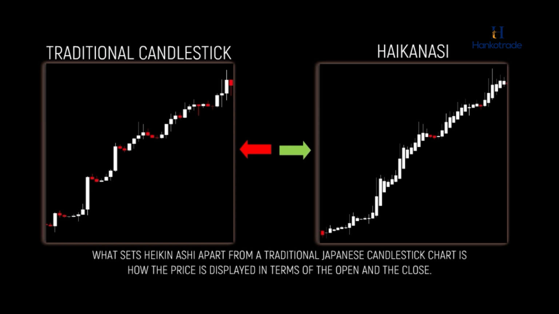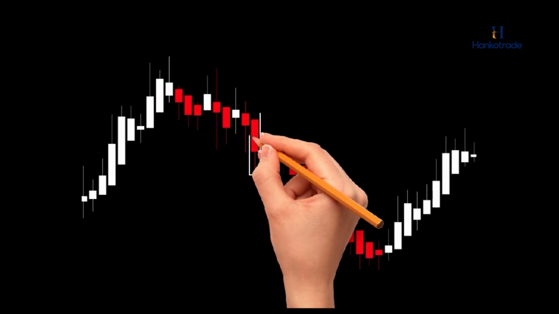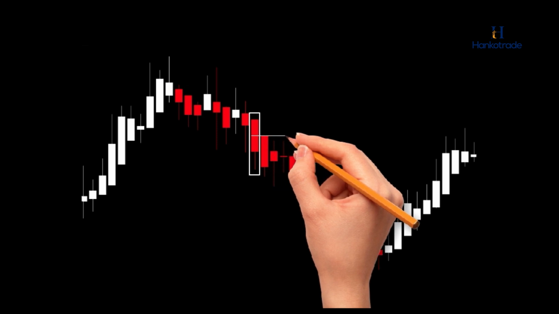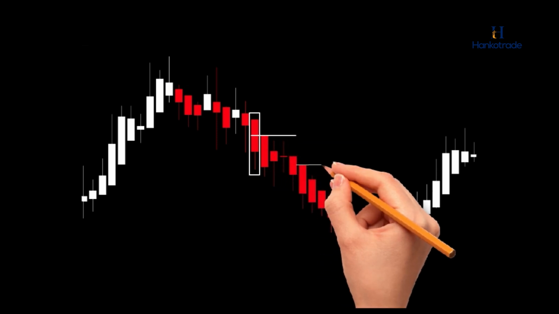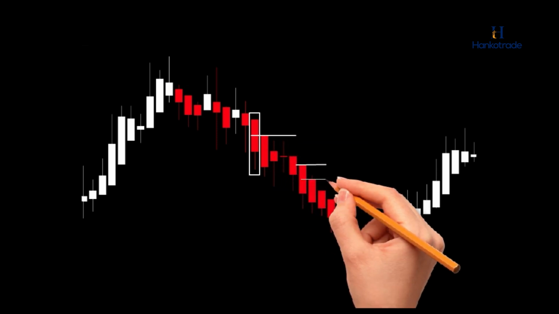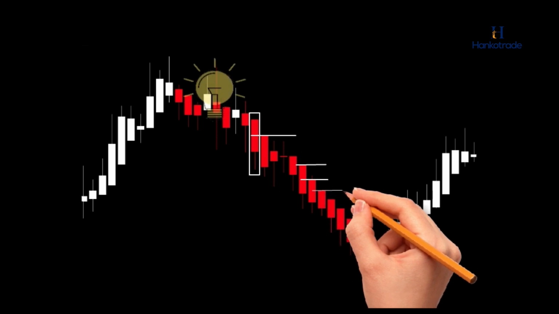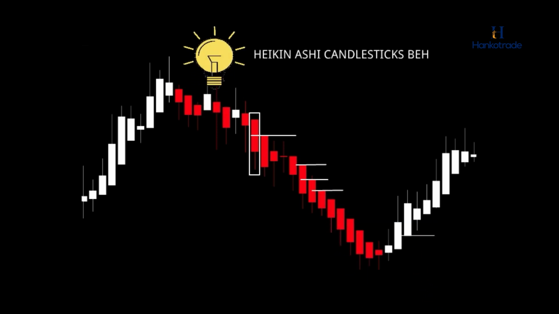displayed in terms of the open and the close. If you examine the Heiken Ashi chart closely, you'll notice that each Heiken Ashi candlestick starts from the middle of the candlestick before it, rather than from the level where the previous candlestick had closed. Heiken Ashi candlesticks behave this way due to the method by which they are calculated.